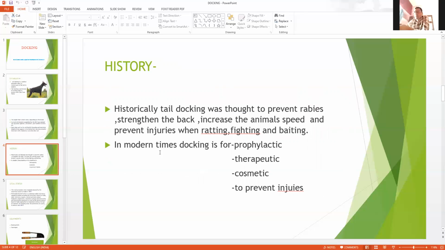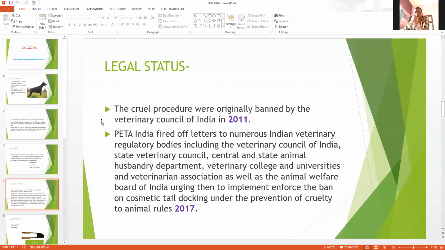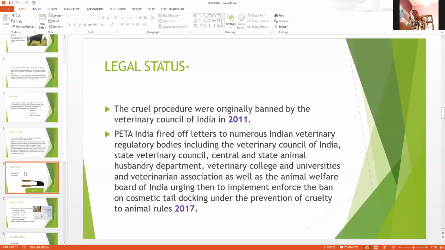And docking is for prophylactic use, therapeutic use, cosmetic purposes, and to prevent injury. This procedure was originally banned by the Veterinary Council of India in 2011. This is also banned. So this type of surgery, even docking and ear cropping, is not legally permitted. So try to avoid this type of surgery in healthy animals, unless the animal has a severe infection or severe injury to the tail. So try to remember these things whenever you are going to perform this surgery.